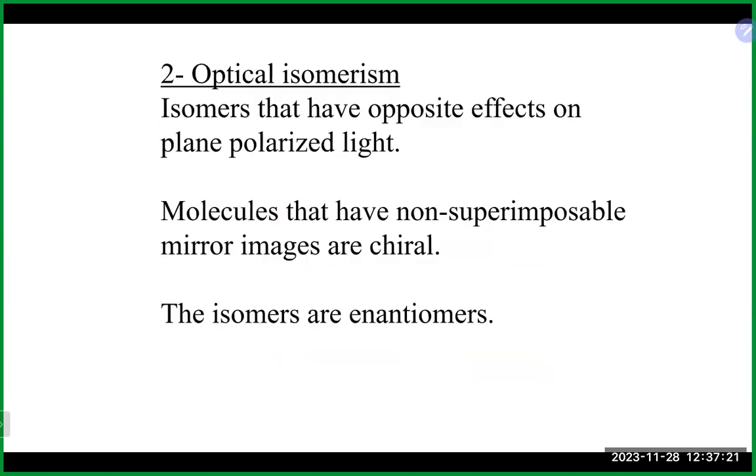Now, optical isomers are isomers that have opposite effects on plane polarized light. Molecules that have a non-superimposable mirror image are referred to as chiral, and these isomers are sometimes called enantiomers. Chiral molecules are things where, if you stick something against a mirror and see the reflection, and then you take the reflection out, you cannot superimpose the reflection in the mirror exactly on the original molecule.